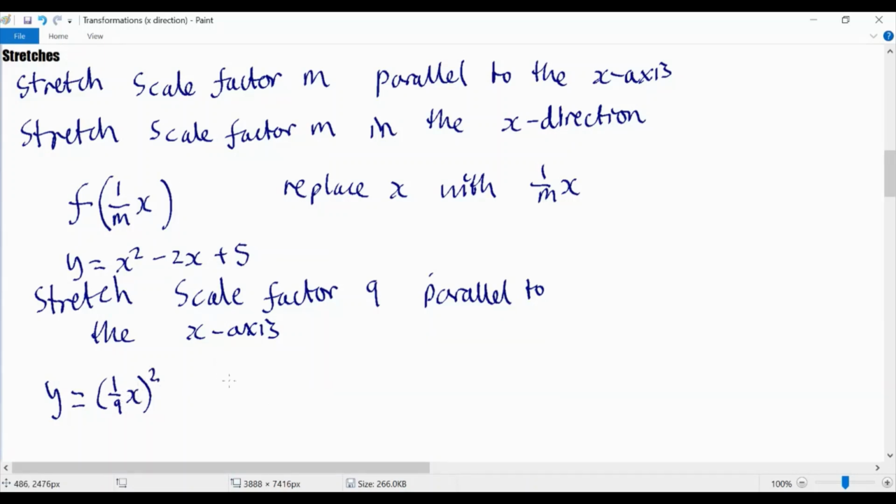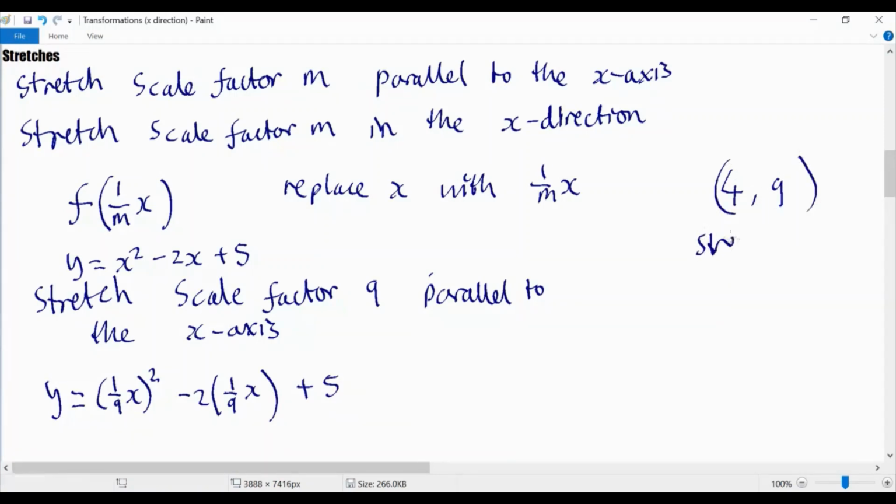So it's 1/9 x, all being squared. Take away 2 lots of, it was x before, but now it'll be 1/9 lots of x. And then plus 5 doesn't get affected at all because it's just a constant, no x, so we've got nothing to replace.